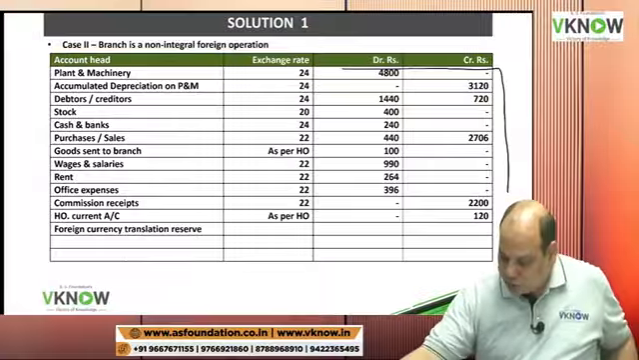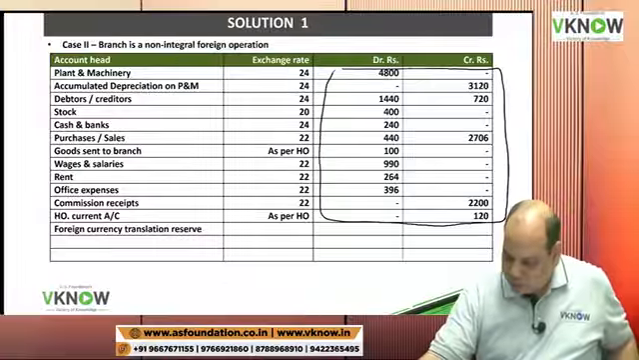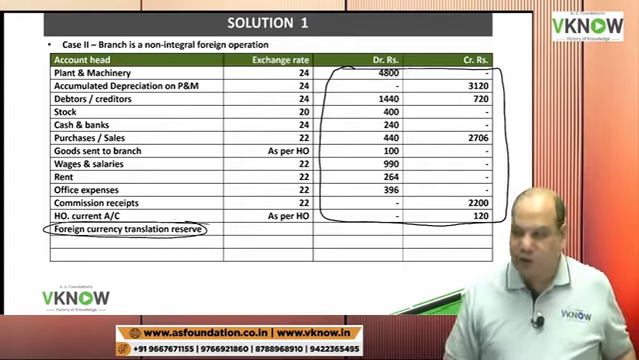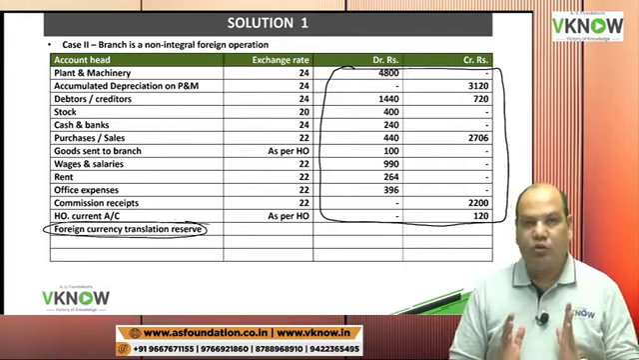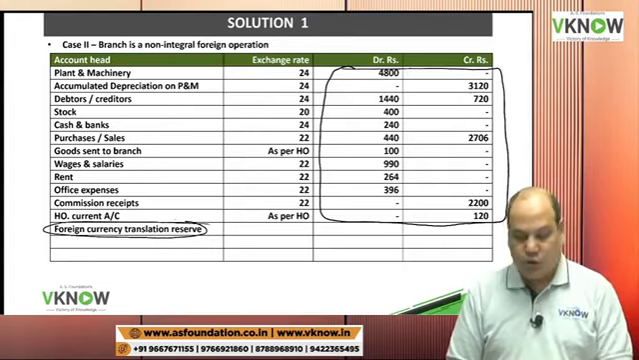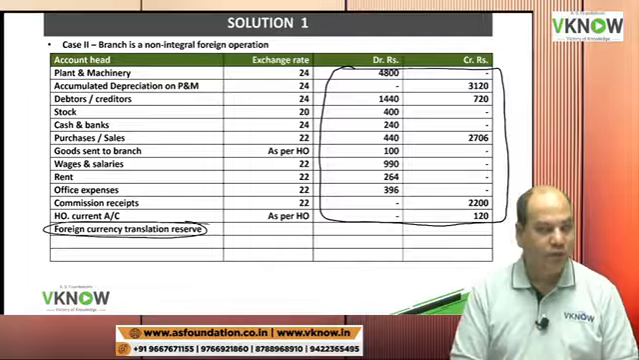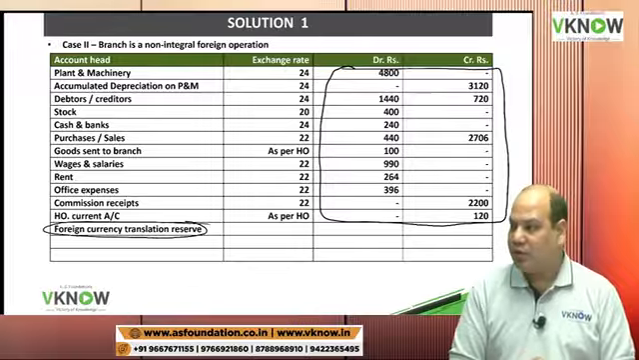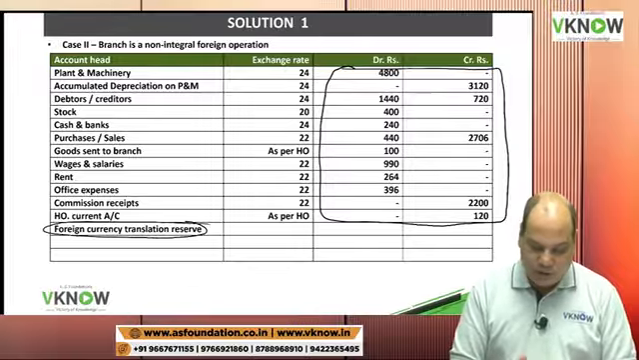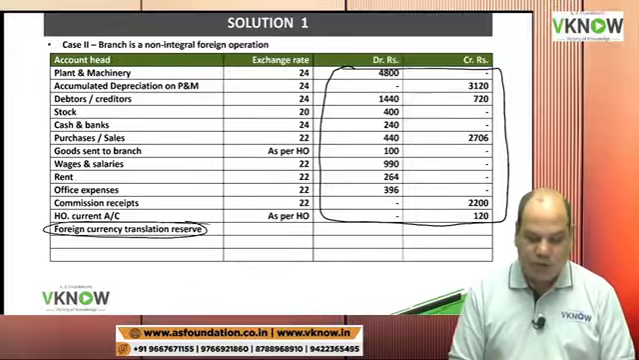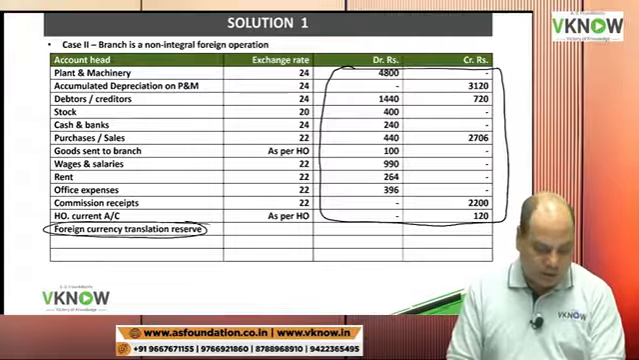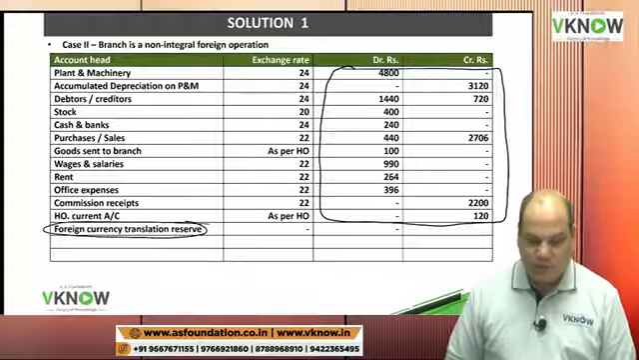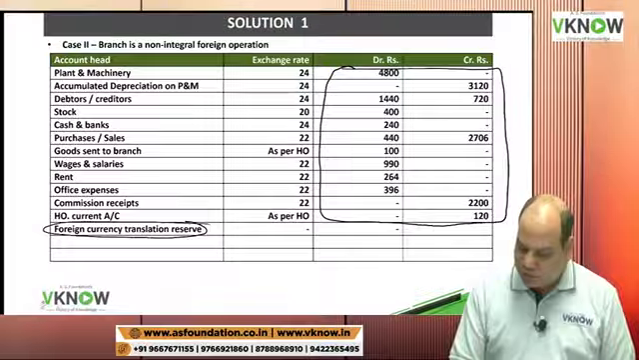And if it is not tallying, we will accumulate the difference in FCTR. So who will tell me first? What is the FCTR account balance? Come on. And whether it is in the debit column or credit column? Come on, fast. Waiting for you. Show your calculation skill.